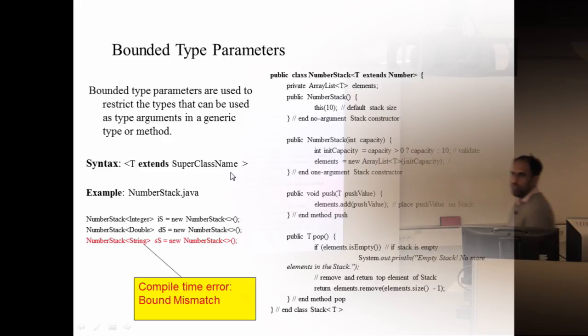So when you have specified restrictions that your type parameter could be either some specific type or its subtypes, then you can define this using the extends keyword.